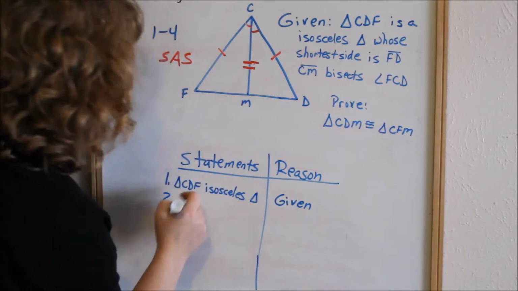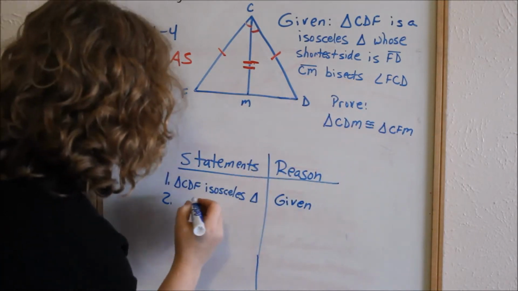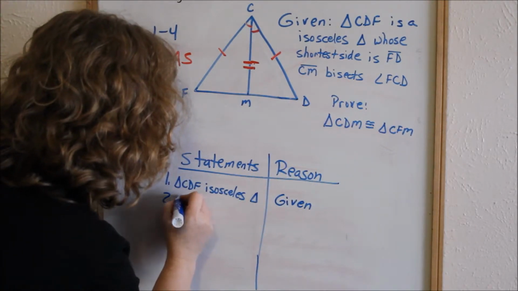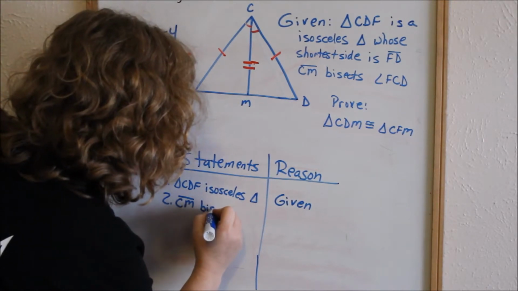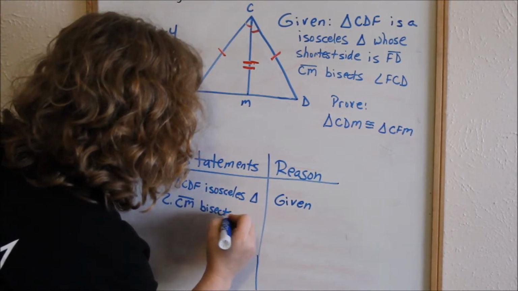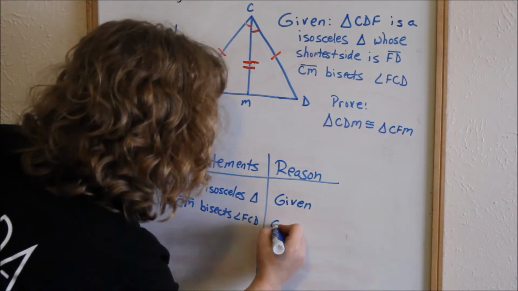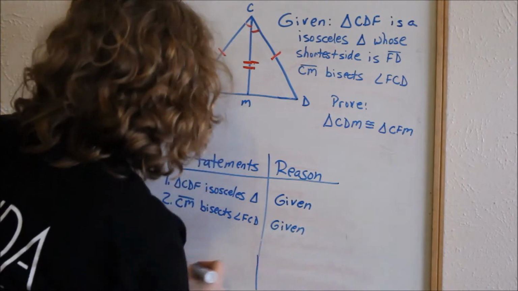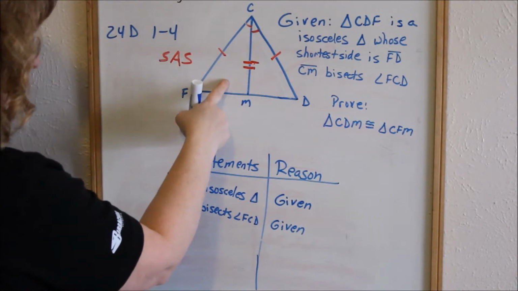The next thing that I was given was that line segment CM bisects angle FCD. That is very important to say. So line segment CM bisects angle FCD. Why? Because it was given to me. Now I'm ready to make statements about everything that I marked up here.